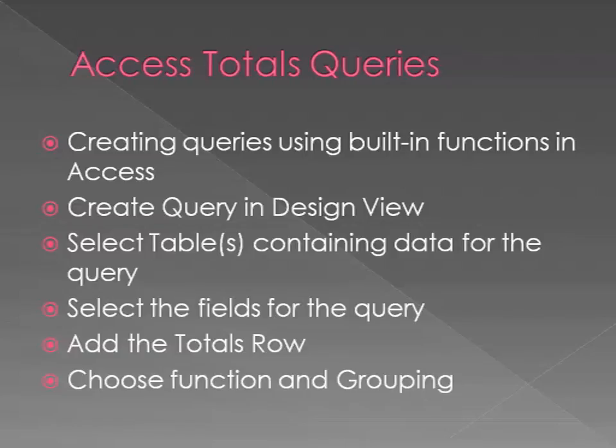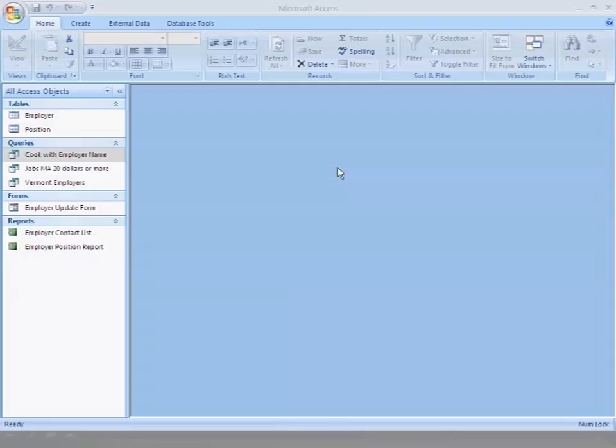We start our query off exactly the same way. We use Design View. We first select the tables that contain the fields that we want to use. We then bring down specific fields into our query window, add in the totals row, and then choose our function or grouping levels.